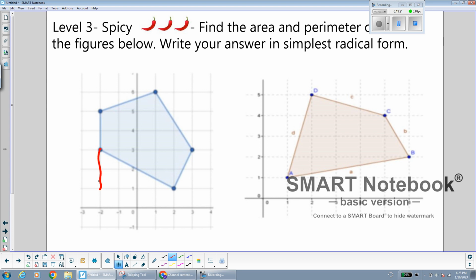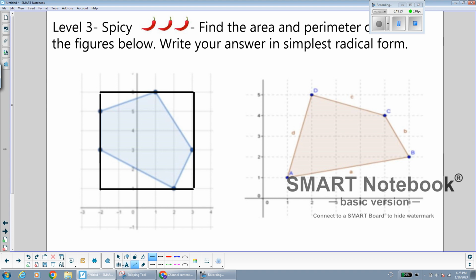There we go. So the whole thing is 1, 2, 3, 4, 5 by 1, 2, 3, 4, 5. So the whole thing is 25. 5 times 5 is 25. This triangle right here is half of 1 times 3. My bad. And half of 3 is 1.5.